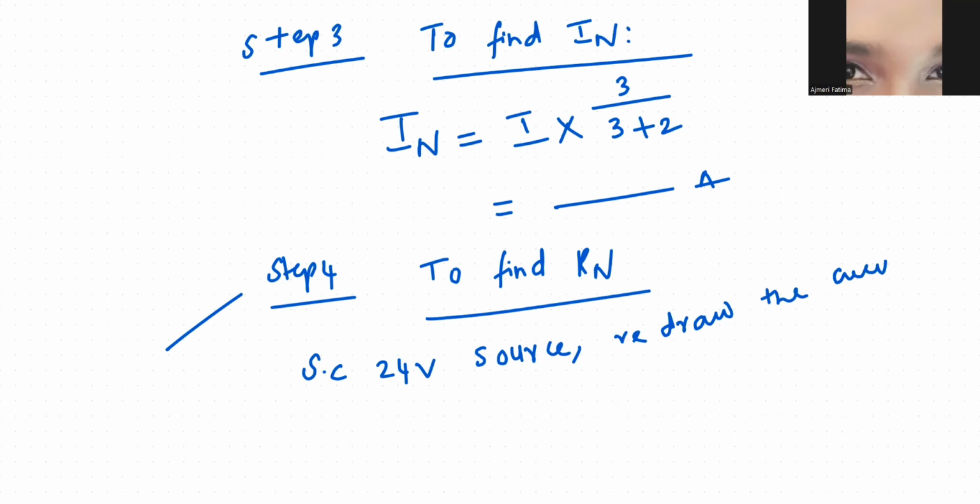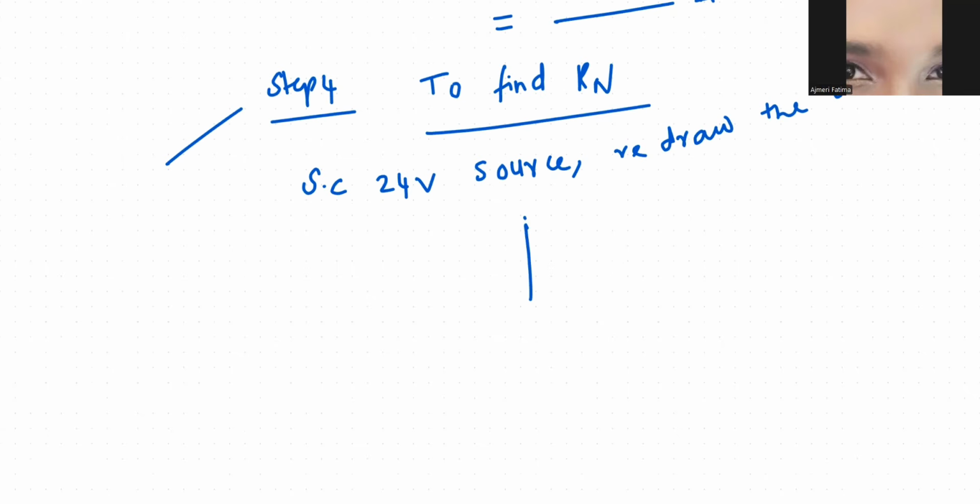Short circuiting means I'll remove that component, so you get it like this. Short circuited, and this is your A and this is your B. In this case I have to open it here. Why am I opening it here? Because if I close it completely, from where will I find RN? So this is your RN.